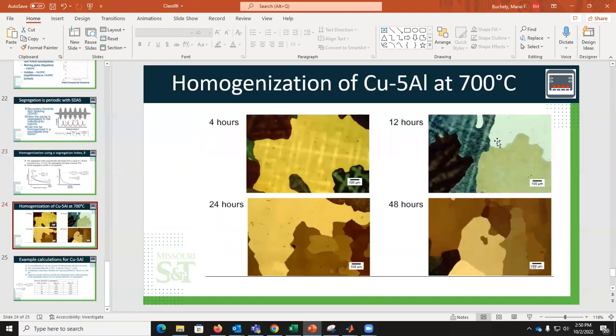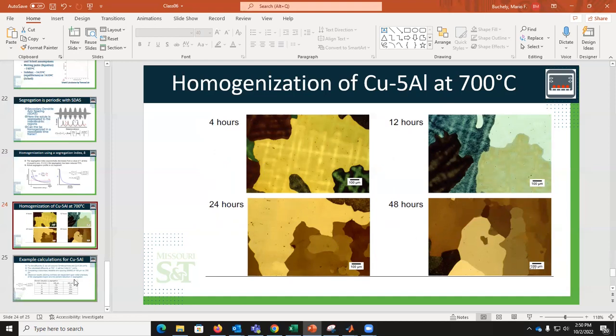In this slide, we see some examples of how the microstructures look. In this case, for a copper-aluminum alloy that has been homogenized at 700 for different hours, at a short time we have dendrites, and we can assume that the interdendritic spacing is around 100 microns. After 12 hours and 24 hours, the dendrite seems to be disappearing, and after 24 hours it's mostly gone.